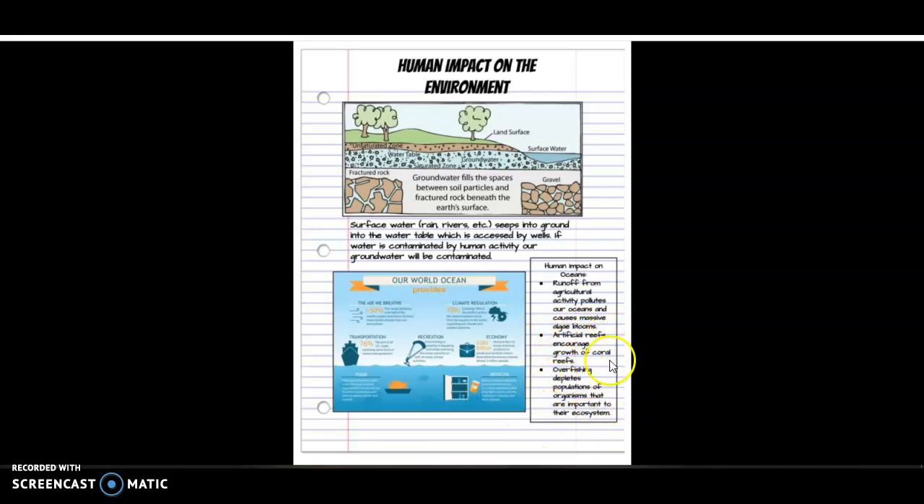Limiting fishing within the oceans is a good thing. And limiting the amount of runoff, limiting the amount of pesticides and chemicals that people put on the ground to be able to seep into the groundwater or run off into the freshwater.